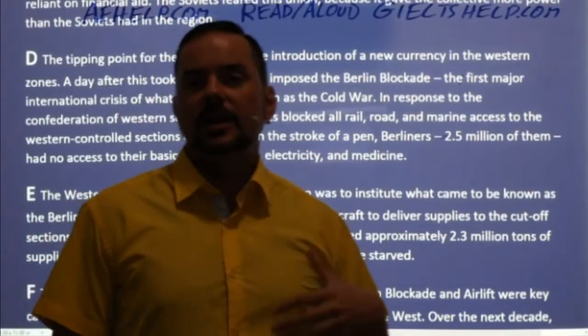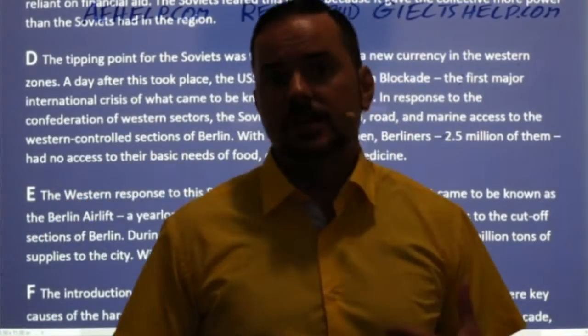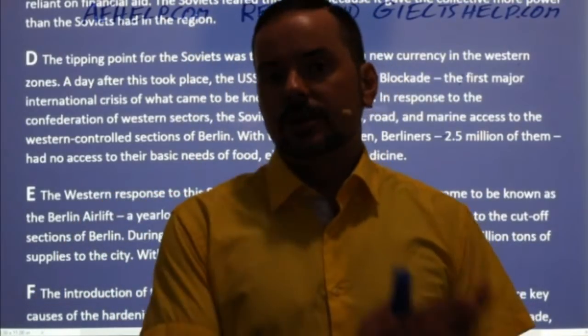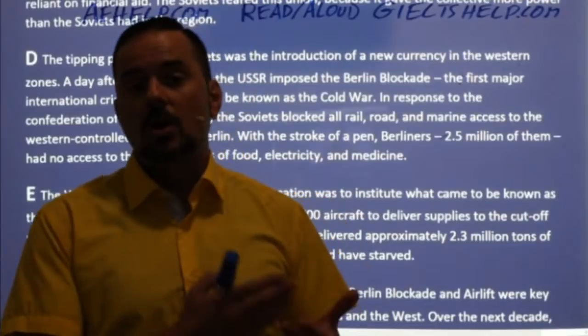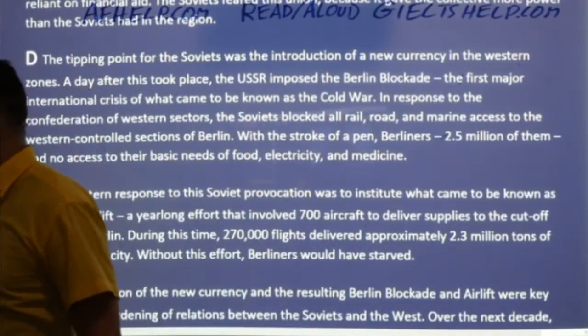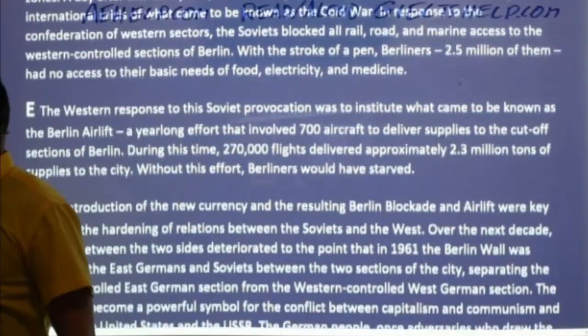Ooh, so here again we want to visualize this. The Soviets are angry that the West joined forces and they created a blockade. So they basically blocked all movement of goods from West to East Germany.